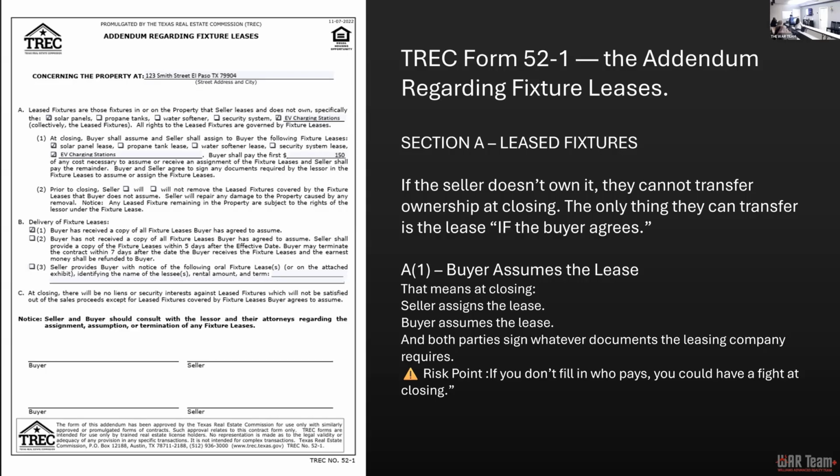Now I've got some risk down at the risk point. If you don't fill out who pays, you could have a fight at closing. So you want to make sure who pays, all this other stuff, is in there. Okay. Any questions about section A1?